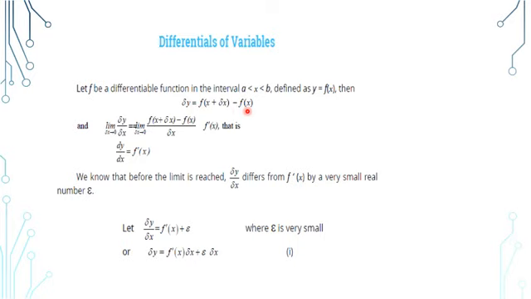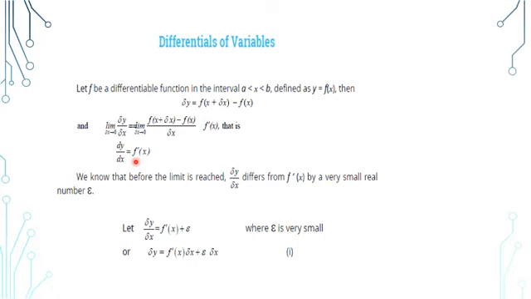Second step of those methods. The next step will be divided by del x on both sides and applying the limit. We have limit del x approaches to 0 of del y over del x is equal to limit del x approaches to 0 of f of x plus del x minus f of x divided by del x. Left hand side is equal to dy by dx and right hand side is equal to f dash of x.